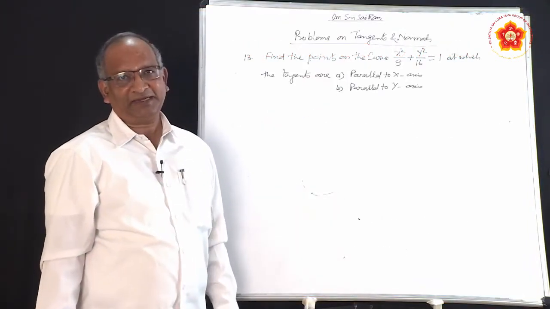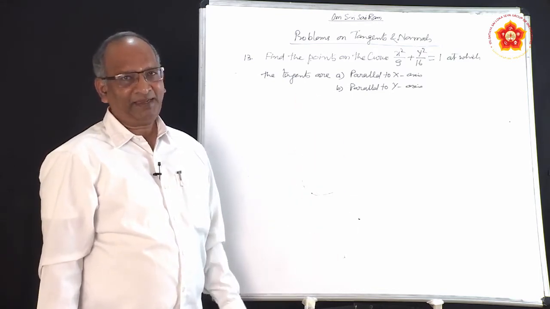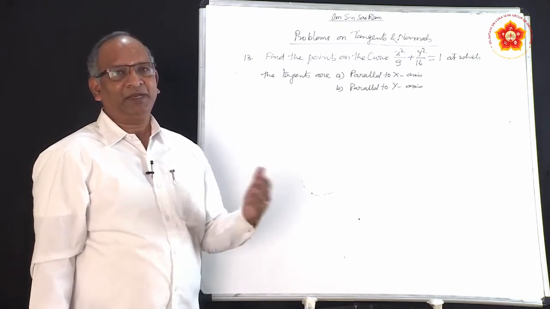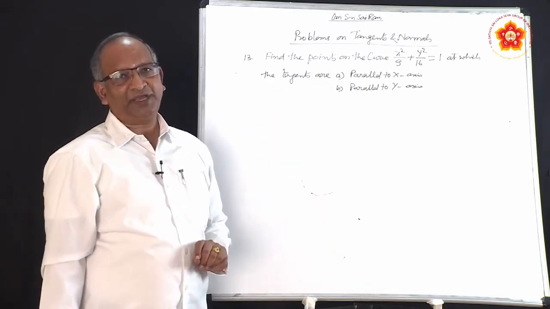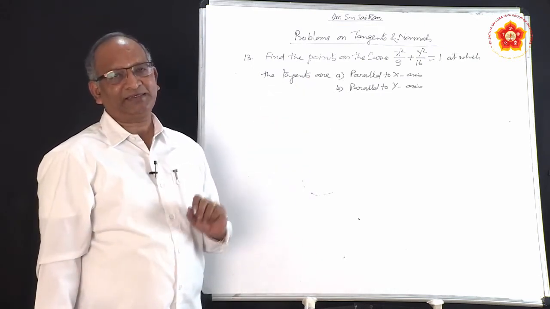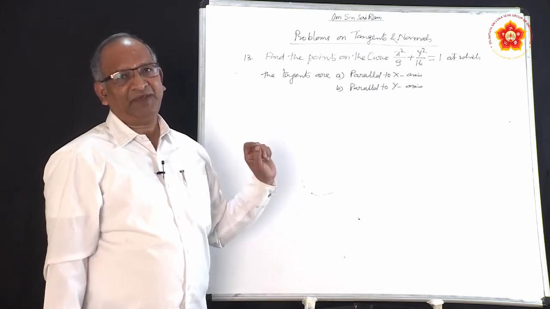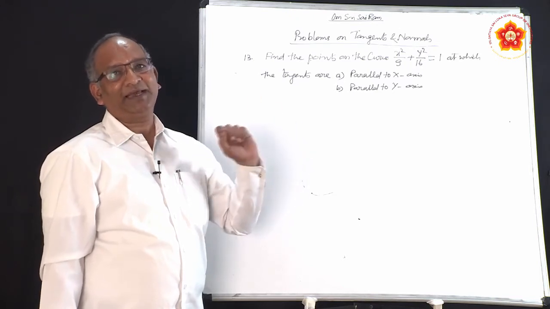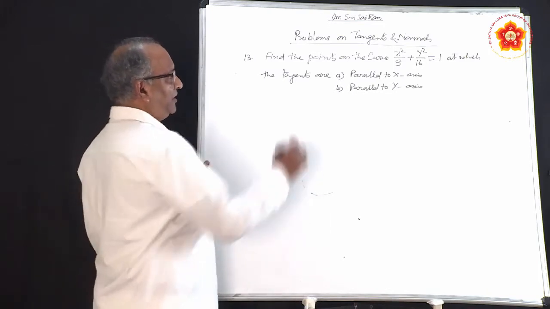What kind of curve that represents? It represents an ellipse. Why? Because the general equation of ellipse is x square upon a square plus y square upon b square equal to 1. In place of a we have 3, 3 square is 9. In place of b we have 4, 4 square is 16. So, it is an ellipse, and by values of a and b you can also predict that this ellipse is going to be a vertical ellipse, is not going to be a horizontal ellipse. Anyway, find out dy by dx.